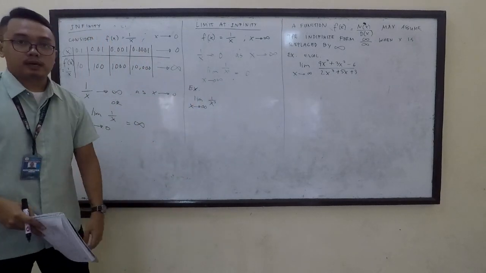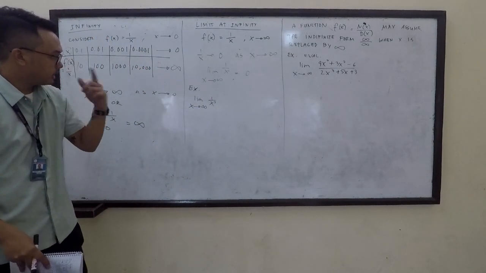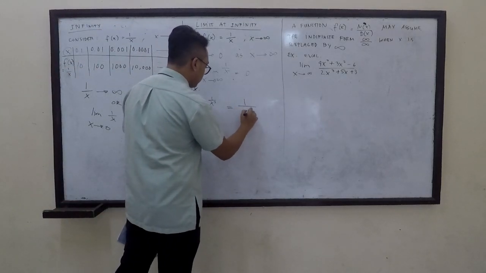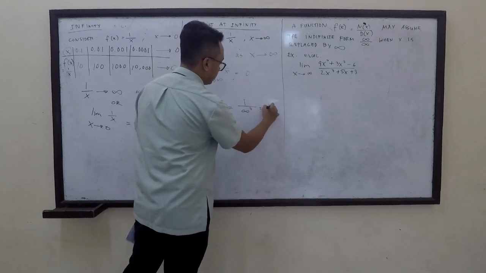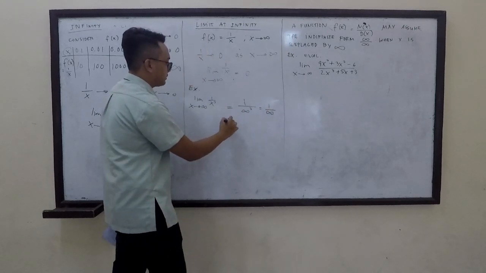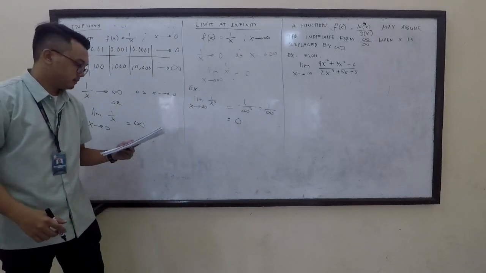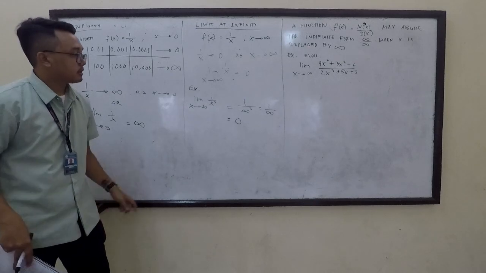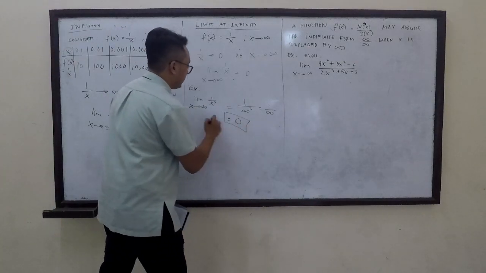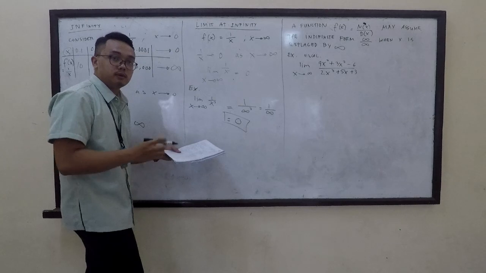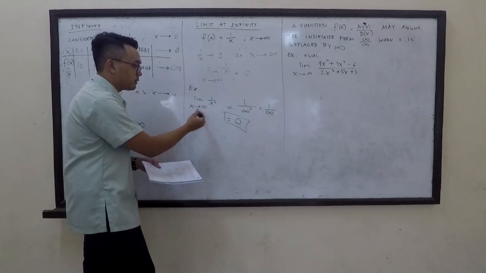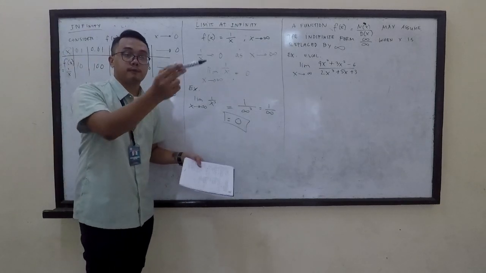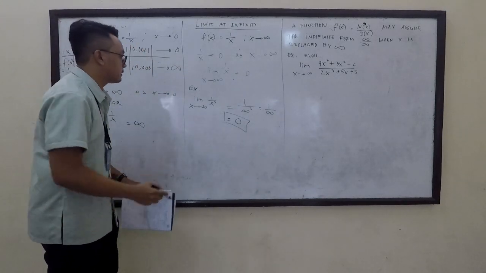So the limit of 1 over x cubed as x approaches infinity. So this is just 1 over infinity cubed, which is 0. So the answer is 0, since infinity cubed is still infinity.